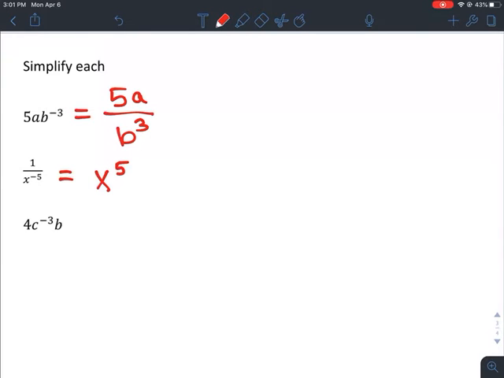Then the last one, be careful. A lot of times, especially when it's just a number, people really want to keep that 4C attached, but the 4 is going to stay where it is, the B is going to stay where it is, and you're just going to move that C to the bottom.